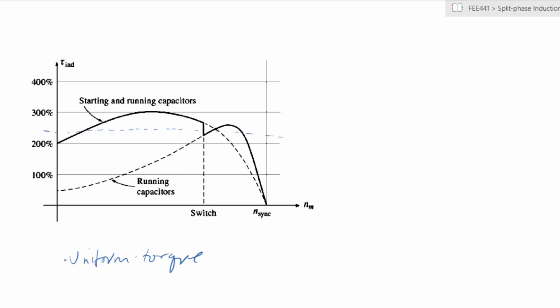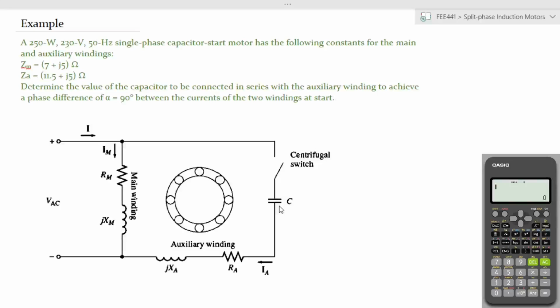Let's call it balanced operation. So it is used in such applications which require a balanced operation from start to finish, an almost constant torque that you can make use of even when you're starting up the motor.